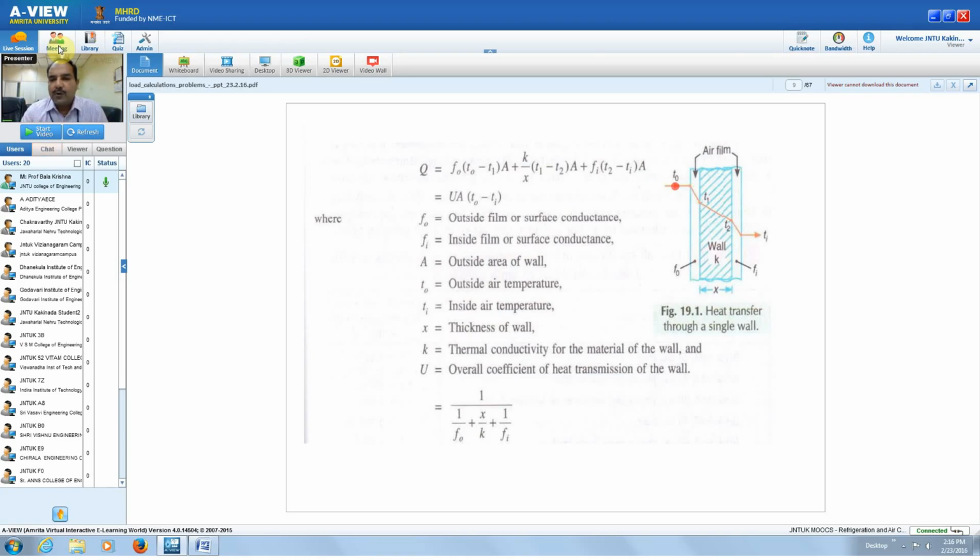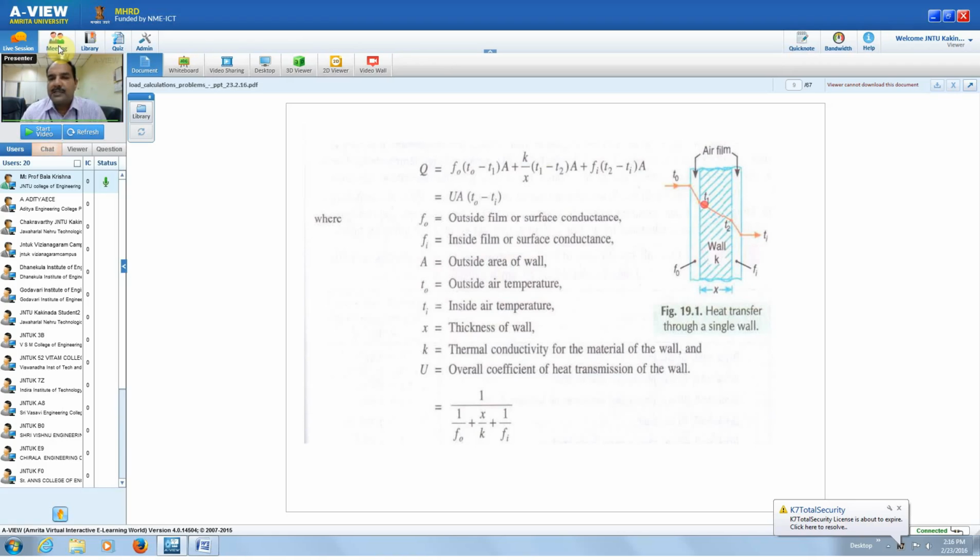This is the T0, and then the heat is transferred like this. This is the outside temperature, and this is the wall, and then this is the film, the air film. This is a small gap with the air, and this is also a small gap, that is the film inside and outside. This is the outside film, F0, and this is the inside film, Fi, and like that from the outside temperature to the inside temperature.